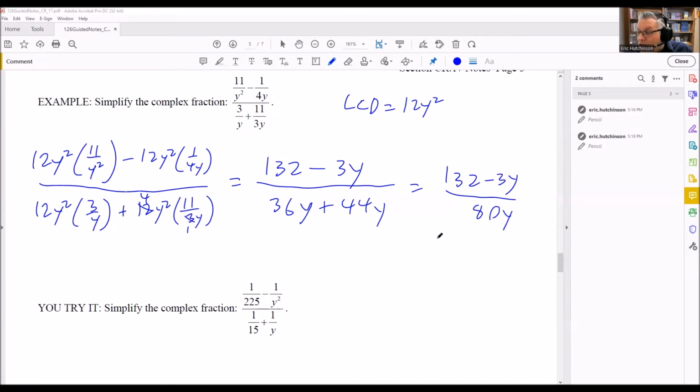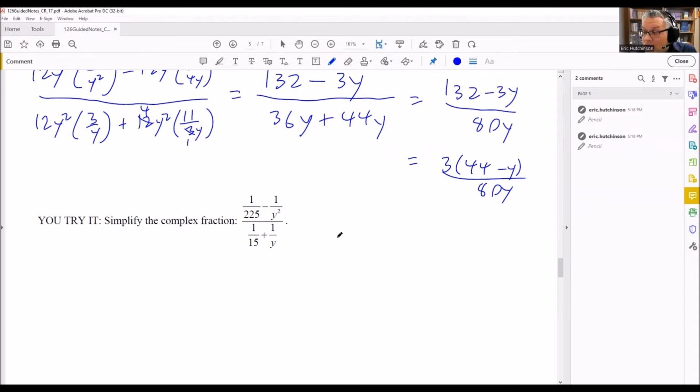Now, if you weren't able to factor, you could factor out a 3, and you get 44 minus y over 80y. So we factor out a 3 to see if anything can reduce with this fraction, but you have 3 and you have 80, so that's not going to reduce. And so that would be your final answer. 3 times 44 minus y quantity all over 80y, and that would be it.